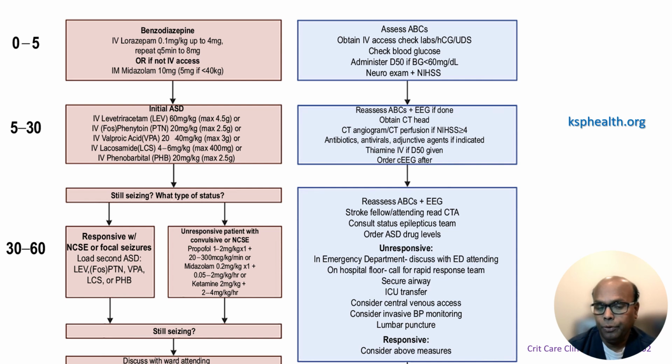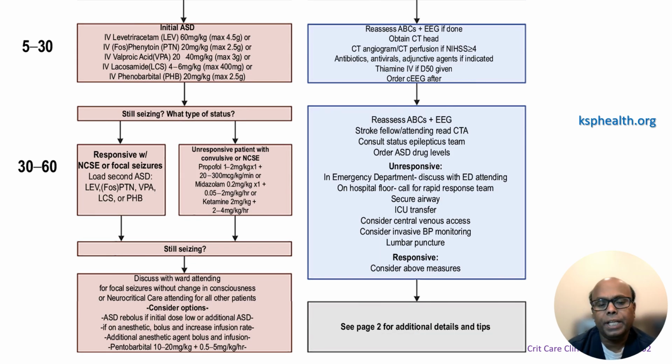If the patient is unresponsive, you need to start anesthetic medication such as propofol 1 to 2 milligram per kilogram bolus, followed by 20 to 300 mics per kg per minute, or midazolam 0.2 milligram per kilogram, followed by 0.05 to 2 milligram per kg per hour, or ketamine 2 milligram per kilo, followed by 2 to 4 milligram per kg per hour. During this time, again, reassess airway, breathing, and circulation, EEG, and follow the stroke team orders, and also involve the neurointensivist by this time. If the patient is still seizing, then discuss with the attending and transfer the patient to the neurocritical care ICU and start pentobarbital 10 to 20 milligram per kilo plus 0.5 to 5 milligram per kg per hour infusion.